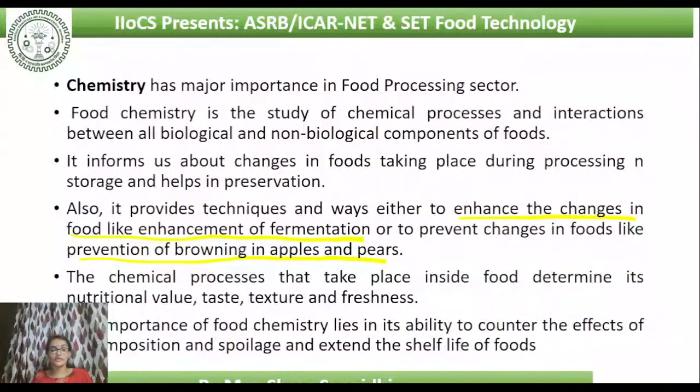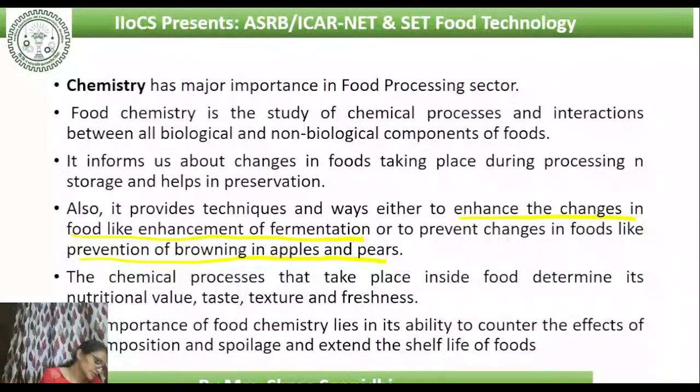Or to prevent the changes in foods, like prevention of browning. So in prevention of browning, what do you do? Any cut fruit, especially apples and pears, will undergo browning due to the enzyme called phenolase, right? To inactivate that phenolase, we have a few acids. If we dip the cut fruits in vinegar and so on, the browning will be avoided. All this knowledge comes from chemistry.